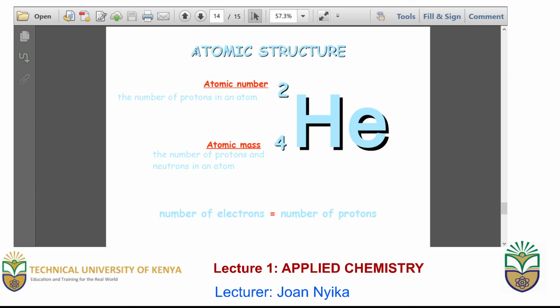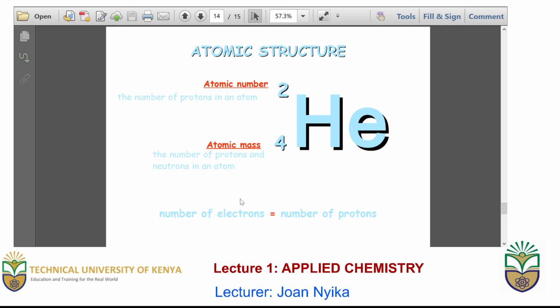So, for instance, you have an element like helium. Helium has an atomic number, which is equivalent to the number of protons, of 2. The atomic number of helium is 2. The mass number is 4. That is the total sum of the protons and neutrons. So how many electrons does it have? The number of electrons is equal to the number of protons. Therefore, the number of protons is 2, so is the number of electrons.